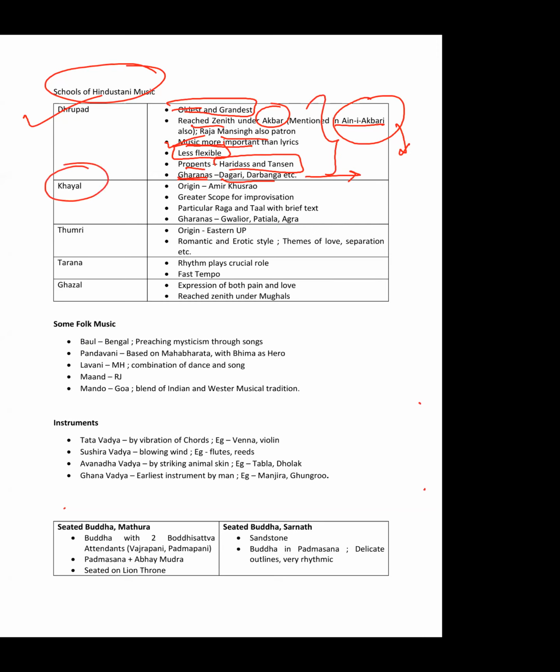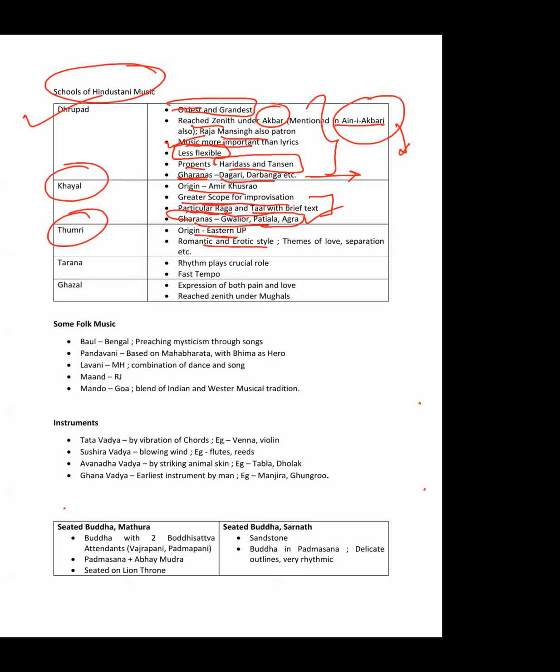Right. Khayal, origin, Amir Khusro. There was a greater scope for improvisation. You know the conditions during the time of Khusro, right? It was a more liberal period kind of thing. Particular raga and tal with brief text, gharanas, Gwalior, Patiala, and Agra, right? Patiala and Agra, you can imagine on your own that, okay, this was the central area of the Delhi Sultanate at that time, right? Thumri, origin in eastern UP.